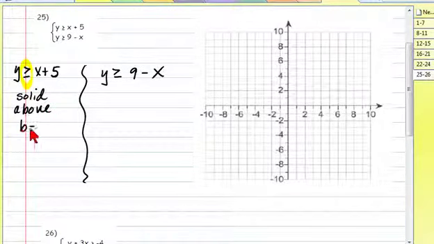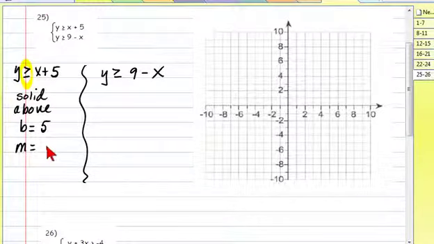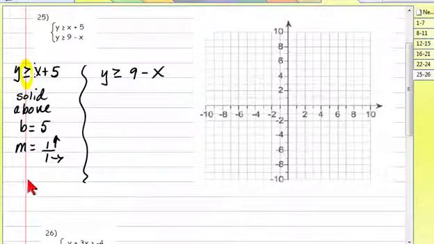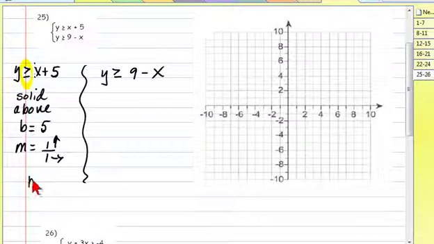Where will I begin? At 5. How will I move? There's a 1, so it's 1 over 1. Up 1, right 1. The implied coefficient of x was a 1. I think I'm going to go ahead and do that, and I will shade it in blue.